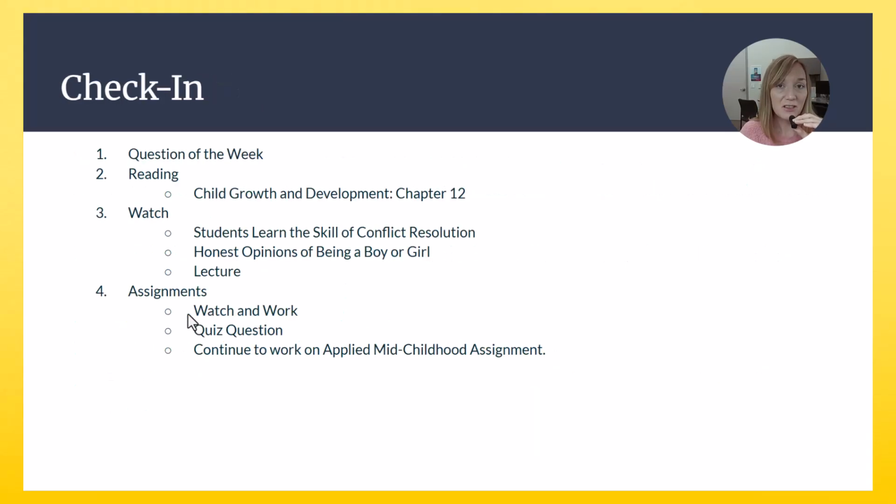All right, with that, these are the things you have to get done this week. It's a short week, so there's a little bit less. You have your question of the week. You have your reading, Child Growth and Development, Chapter 12. You're going to be able to watch students learn the skill of conflict resolution. I want you to watch this short film around honest opinions of being a boy or girl, and this is from National Geographic, so we get to look at different cultures around the world and what it means to be a boy or girl. There's also going to be lecture videos, of course.